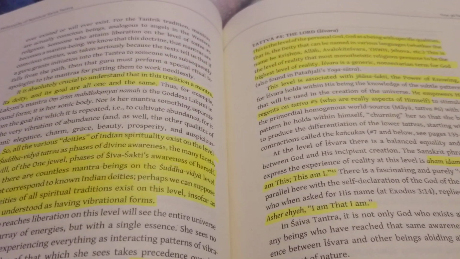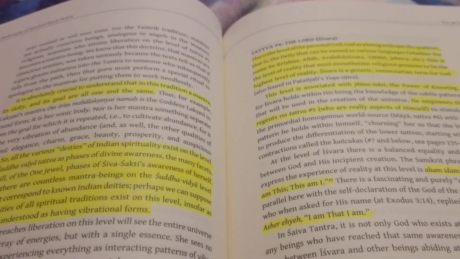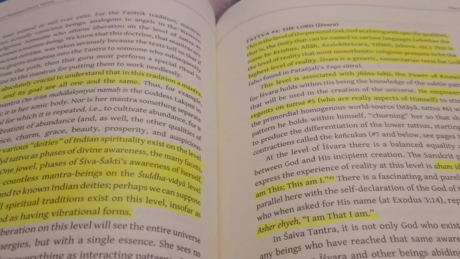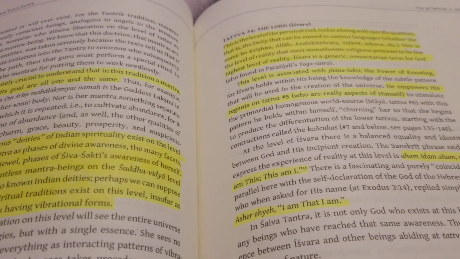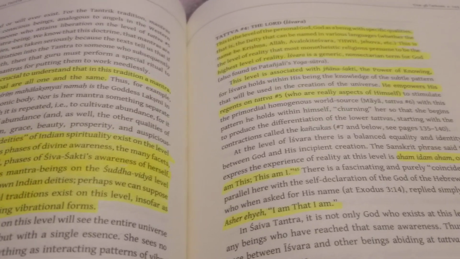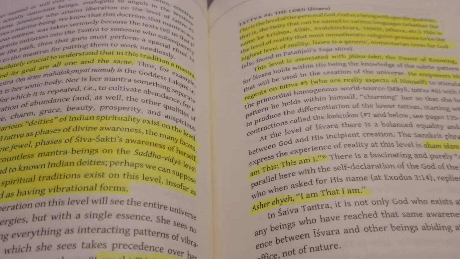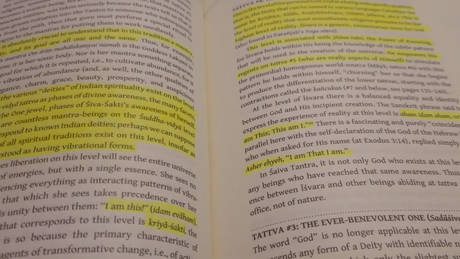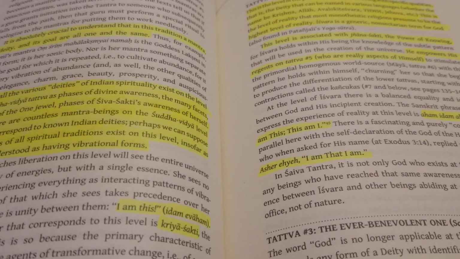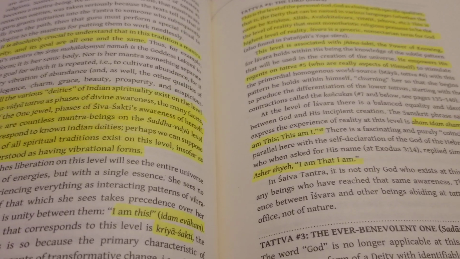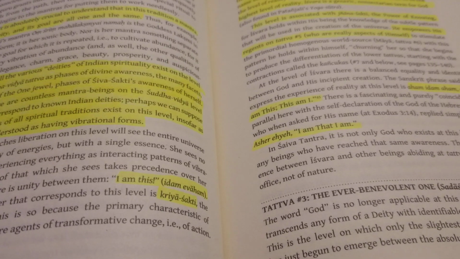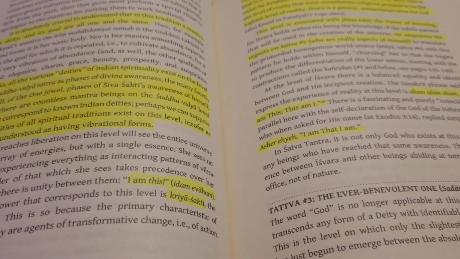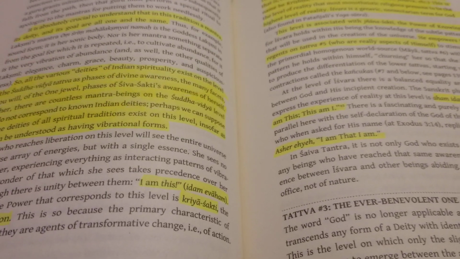It's absolutely crucial to understand that in this tradition, a mantra, its deity, and its goal are all one and the same. Thus, for example, Lakshmi's mantra, Om Shrim Mahalakshmiye Namaha, is the goddess Lakshmi in sound form. It's her literal sonic body. Nor is her mantra something separate from the goal for which it is repeated. For example, to cultivate abundance, for it is the very vibration of abundance. And as well, the other qualities of Lakshmi: elegance, charm, grace, beauty, prosperity, and auspiciousness.